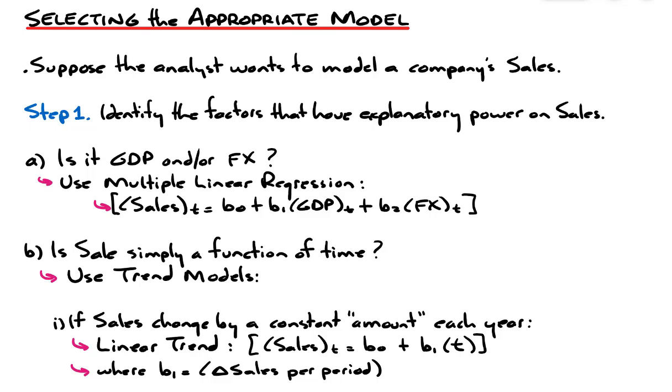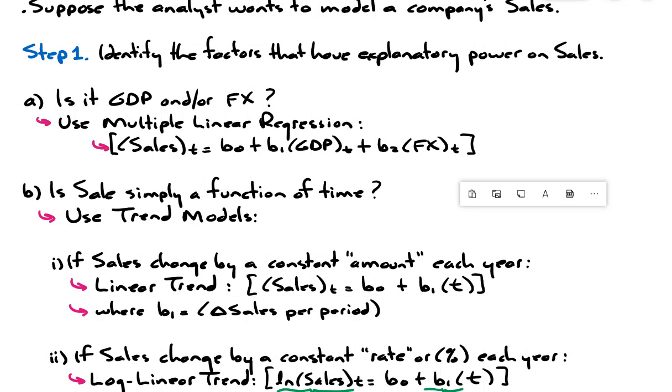Selecting the appropriate model. Suppose that the analyst wants to model the company's sales. The first step is to identify the factors that have explanatory power on sales. In other words, factors that drive a company's sales. So the analyst might first ask, maybe it's GDP and or the exchange rate.